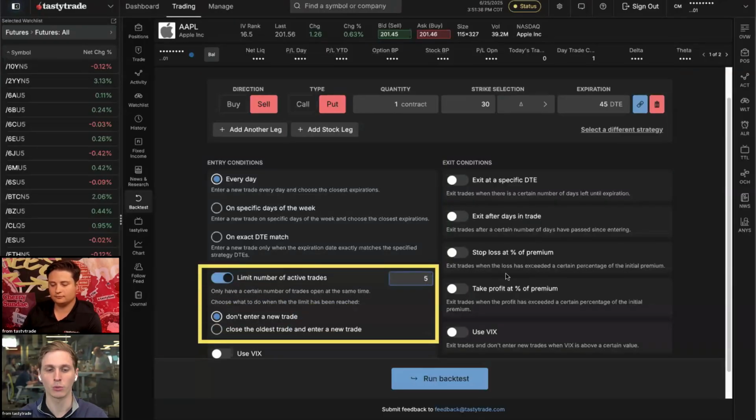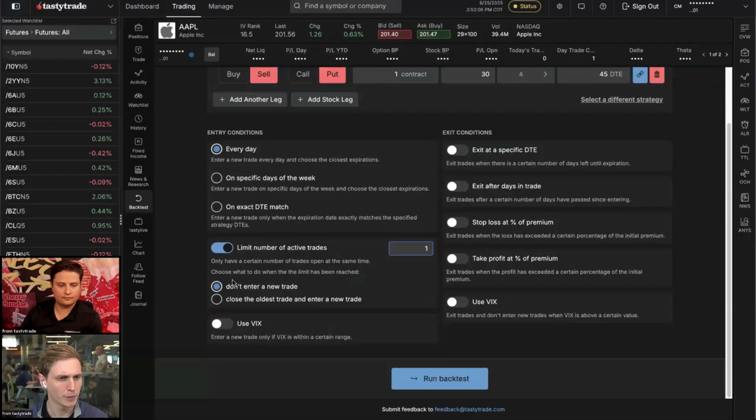So if we limit it to one trade, then on the first day that we start this backtest, it's going to go ahead and open up a position. Now, the following day, our position's still open and we're limited to one trade. So we're not going to open up a new one the next day, but it's going to keep checking every consecutive day until our current open position has closed, and then it's going to immediately open up another one.